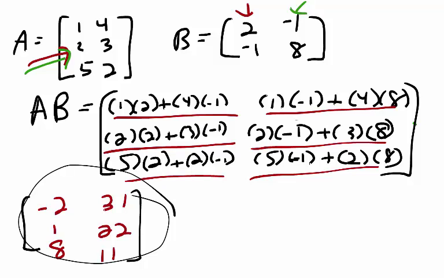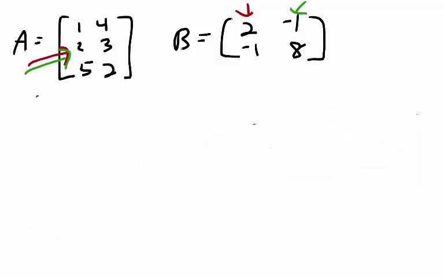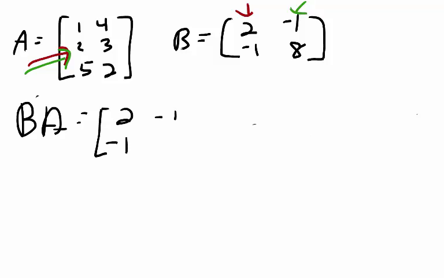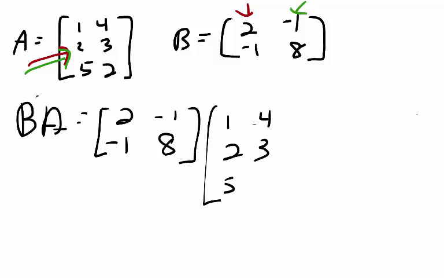Next, I'd like to use the same two matrices, and this time, I'd like to find the product B times A. So that means we have 2, negative 1, negative 1, 8 for our entries in matrix B, multiplied by the entries in matrix A, which are 1, 4, 2, 3, and 5, 2.